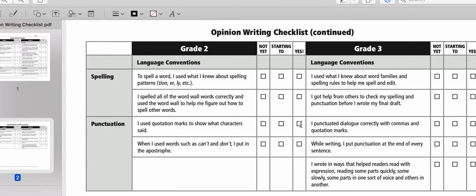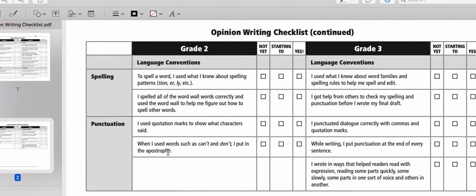Now, if your answer is yes, remember that you slide on over to the grade 3 side, and then it says, I punctuated dialogue correctly with commas and quotation marks. If you did that in your writing, then you would mark the yes category, and then you would go back in your writing and show where you did that as well. Now, if you did not do either one of those things, of course, you would mark not yet. Or if you did a little bit of it, but maybe didn't do it for every single proof, then maybe you are just starting to. You just have to determine that according to what you wrote.